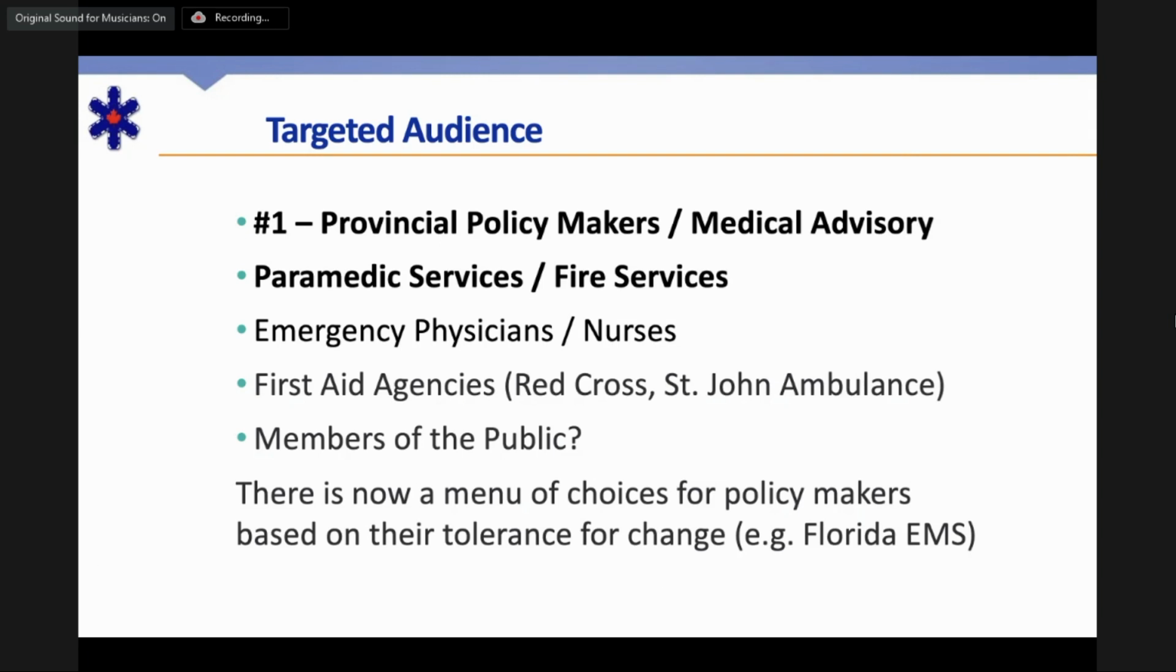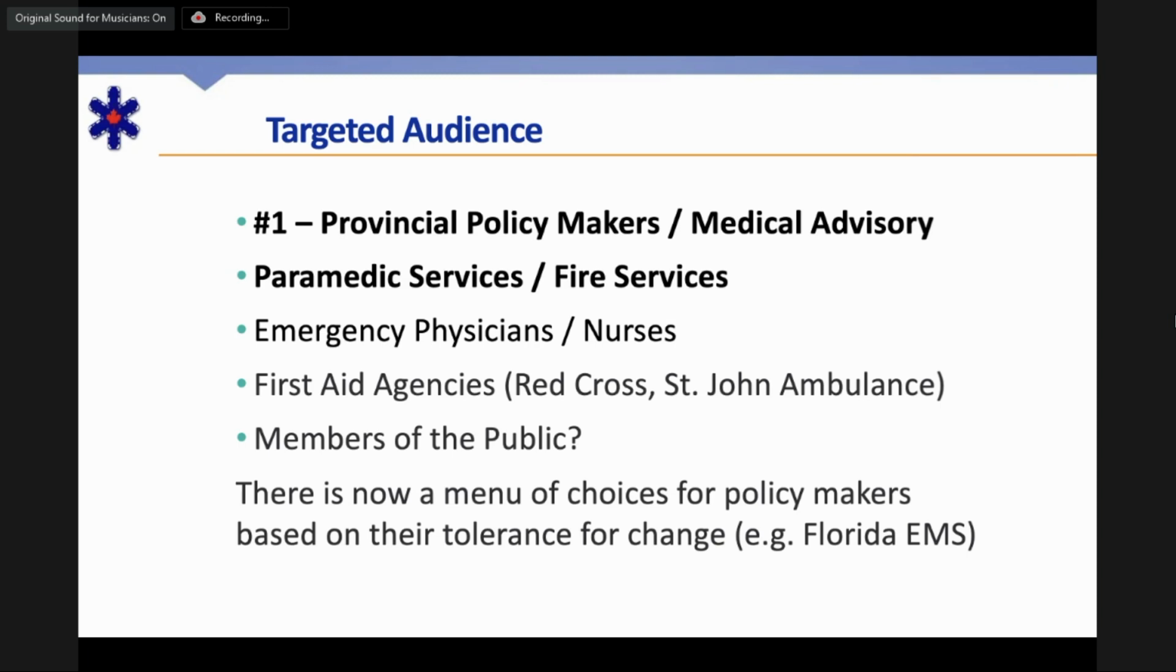We've been approached by first aid agencies already, the Red Cross, St. John's Ambulance, because they're also often transporting patients with boards and collars. And of course, members of the public. Certainly, they should be made aware of our findings and advocate for themselves as well. And when people get injured, they have to know that there's opportunities beyond perhaps being transported with full immobilization. But there's also now a menu of choices for policymakers.